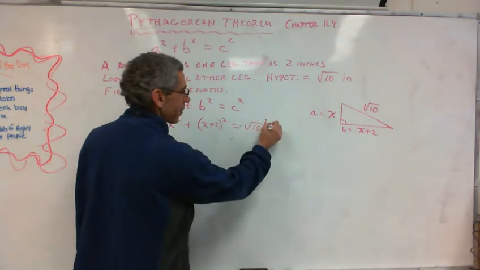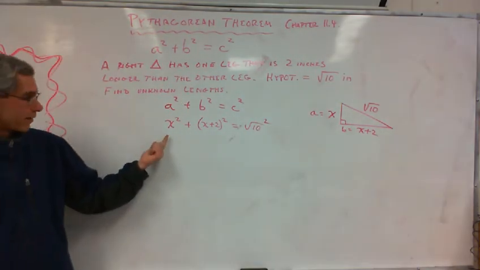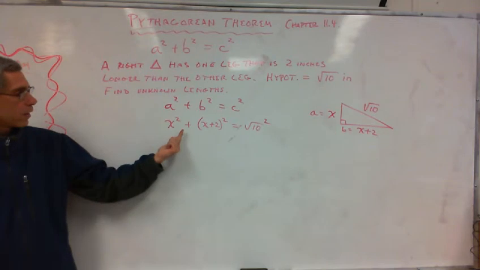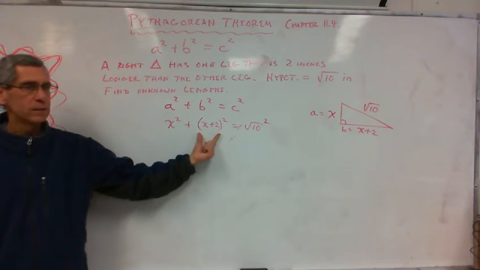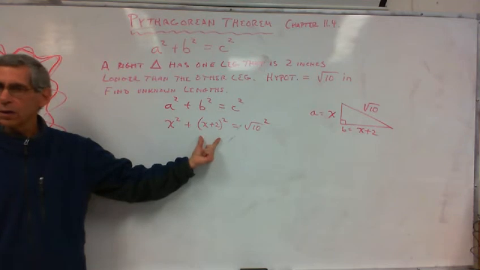Square root of 10 squared. Okay, and then we've got x squared plus, now how would I do this? Is that just x squared plus 4? It's a binomial. Would that be x squared plus 4? No. Why? Because it's a binomial.